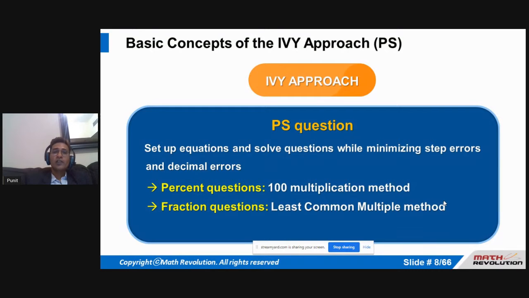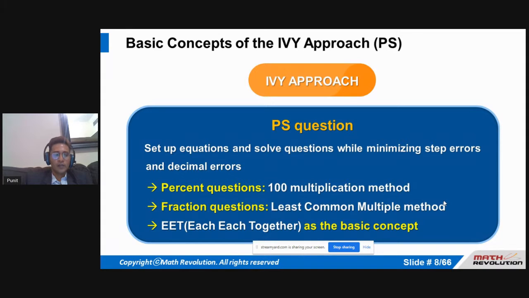If you have a percent question, then we have the 100 multiplication method. That's one of the axioms we are about to discuss in the forthcoming slides. If you have a fraction question, then we use the LCM method, that is the least common multiple method. How we apply it is something we're going to see in a short while. And let's go ahead with this. EET is one of the major concepts. Mixture questions are very hard to tackle, and weighted average is hard to tackle at times. So EET is one thing that can help us in that way.